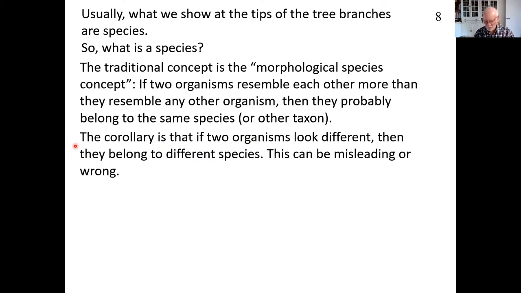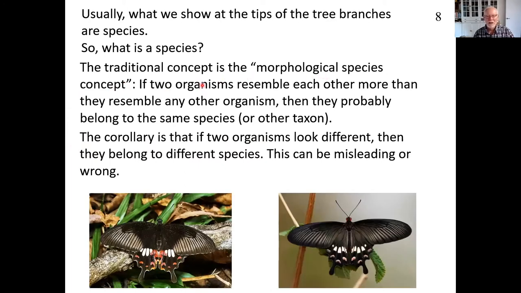The trouble with the morphological species concept is that it can be very misleading. Here is an example of that. Here are two different butterflies. They look extremely similar. In fact, it's quite hard to see what the differences are when you take a quick look. But these are completely unrelated butterflies. Sorry, they live in the same area, but they are very different and unrelated. So this is an example where the morphological species concept may mislead us. We would look at this and this and say these two belong to the same species. But when we investigate more carefully, we discover they are completely different.